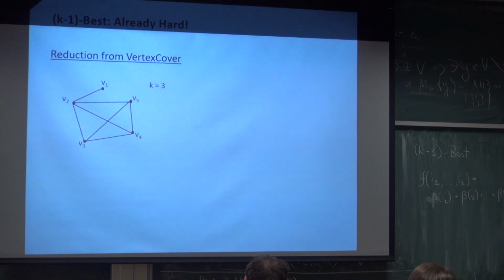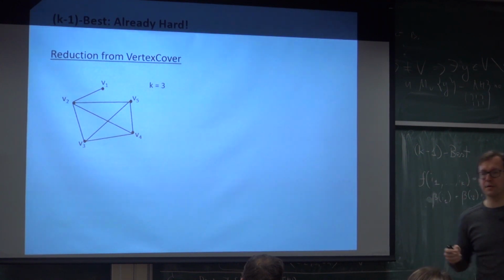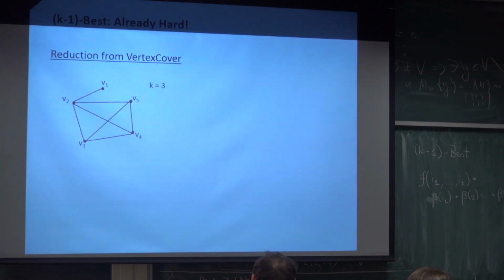But we will actually use an approval setting. Here, it's a bit of a jump, but instead of using Borda, I'm using approval scores, and also I'm allowing approval preferences, because the proof is much easier then. And you will see that this actually makes the proof much easier. The reduction is from the vertex cover problem.